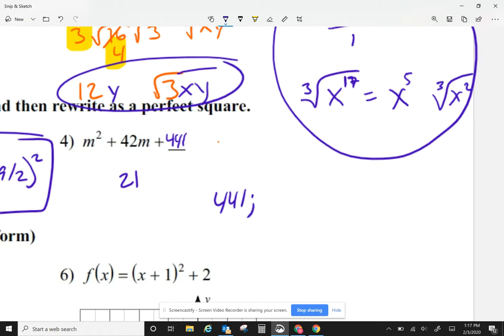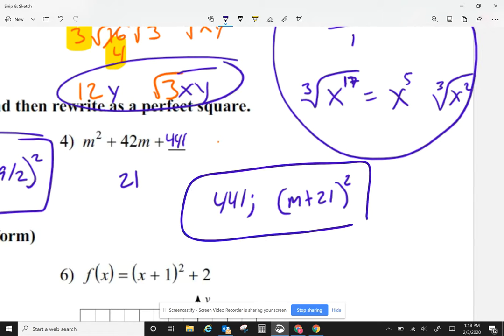Now let me write this as a perfect square: m plus 21, all squared. What I'm trying to do is get a perfect square. I want to have a trinomial, so 3 terms, but such that if I factor it, I get a perfect square.